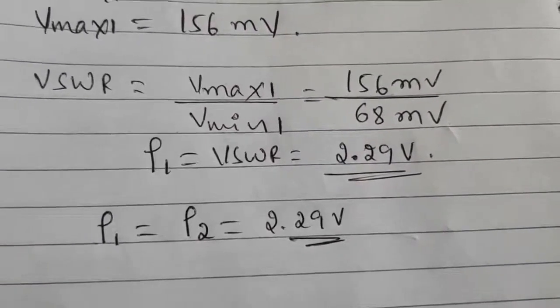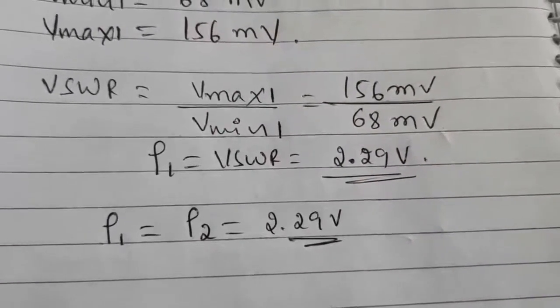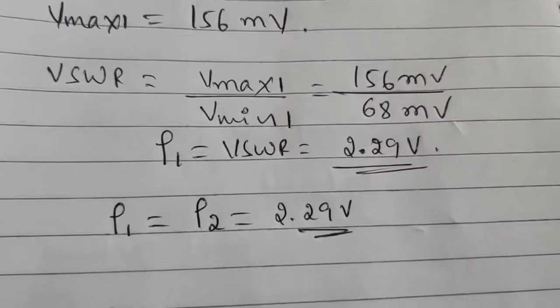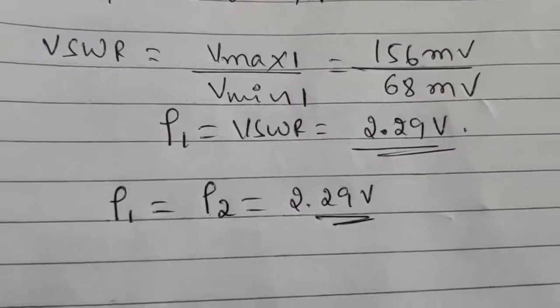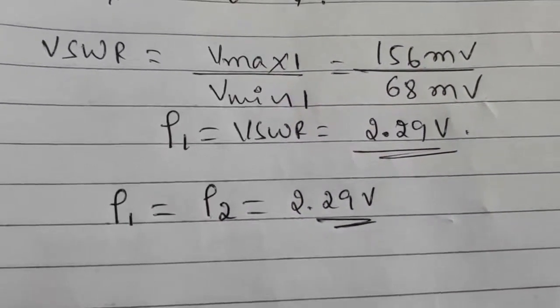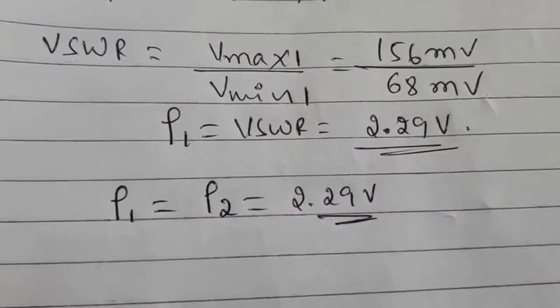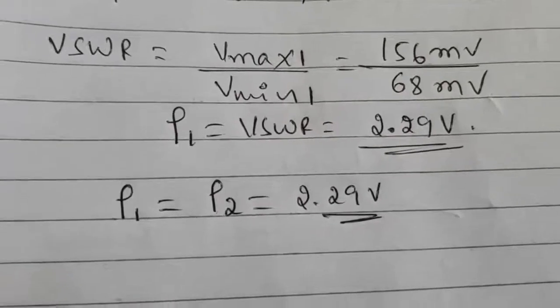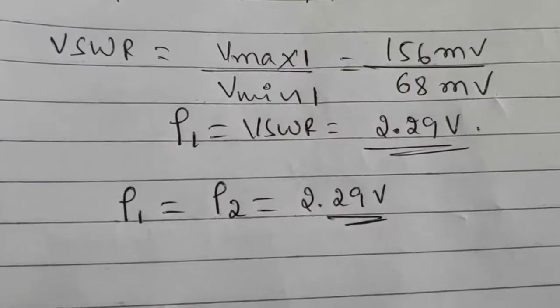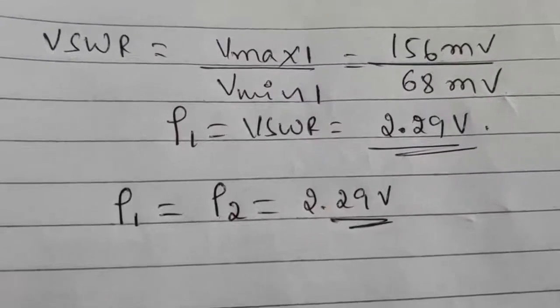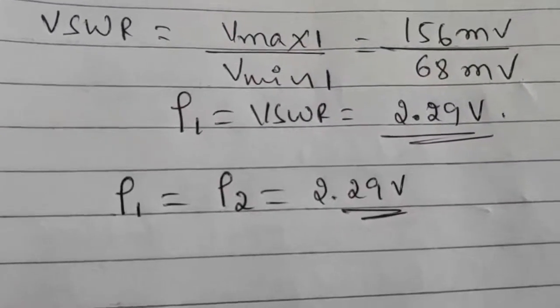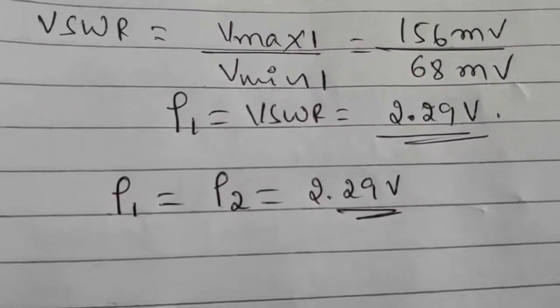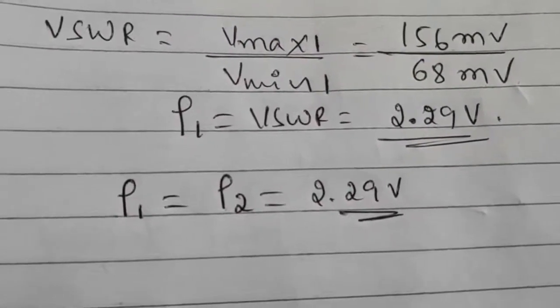From the symmetric property of the E plane T, we know that S12 is equal to S21. Therefore VSWR1 with port 1 as input is equal to VSWR2 when we connect port 2 as input. So port 1 and port 2 are equal, and VSWR1 is equal to VSWR2, which is equal to 2.29.